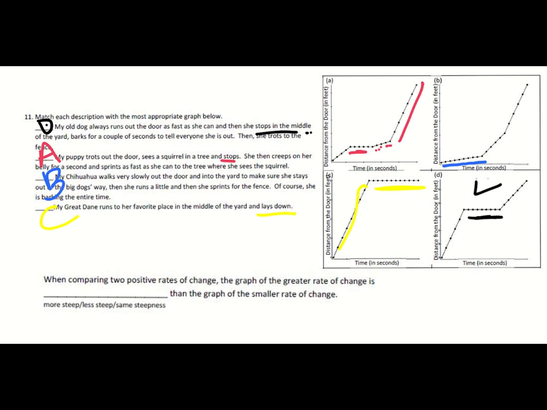And then the last part says, when comparing two positive rates of change, the graph with the greater rate of change is blank than the graph with the smaller rate of change. If you've got a positive rate of change, meaning your slope, say a rate of change of 3 versus a rate of change of 2, here's one with 2, it's going to be steeper. I should say more steep instead of steeper. It's going to be more steep than the graph with a smaller rate of change.